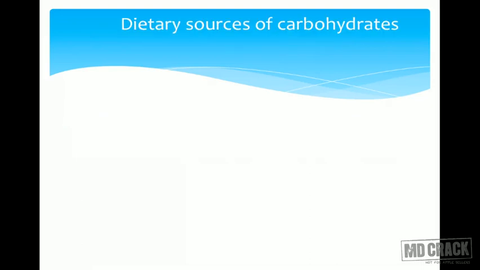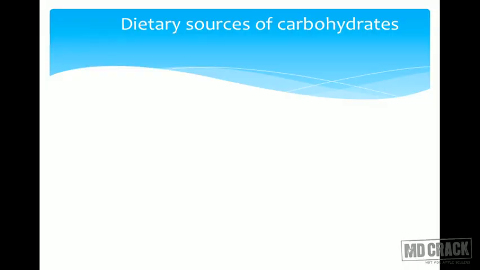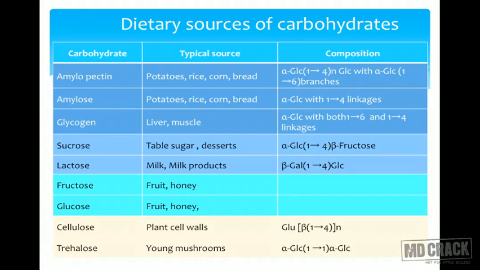So we'll go on to the dietary sources of carbohydrates. This is something which you are doing daily, something which you are eating daily. Every meal in your house will be containing carbohydrates. So let us talk about this from that viewpoint also. Which are the dietary sources and what is their composition? Now, which carbohydrate is there, which is the typical source, and what is its composition? Again, I am giving it to you from a biochemical perspective.